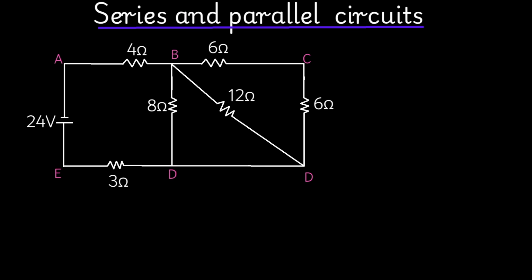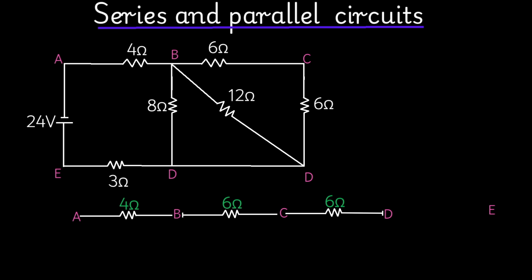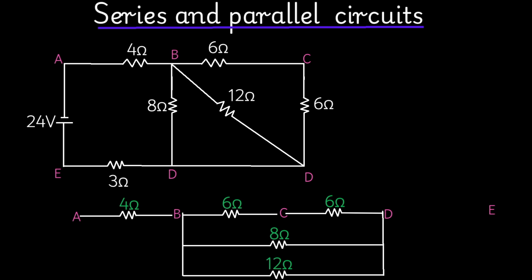Now the next thing is to represent this in a line. So we write A, B, C, D up to E. Between A and B, we have the 4 ohm resistor. Between B and C, we have the 6 ohm resistor. Then between C and D, we have the 6 ohm resistor once again. But you notice that we also have B to D, and there are 2, so we shall have them in this form, the 8 ohm resistor and the 12 ohm resistor. Last, between D and E, we have the 3 ohm resistor.